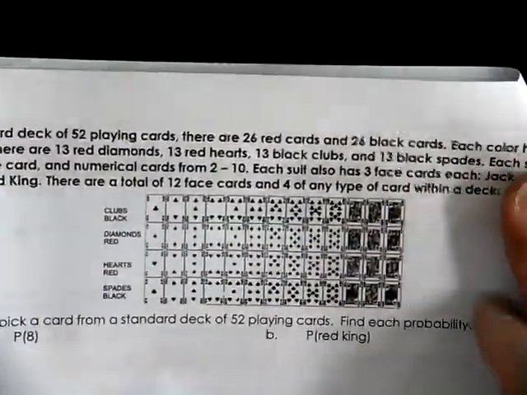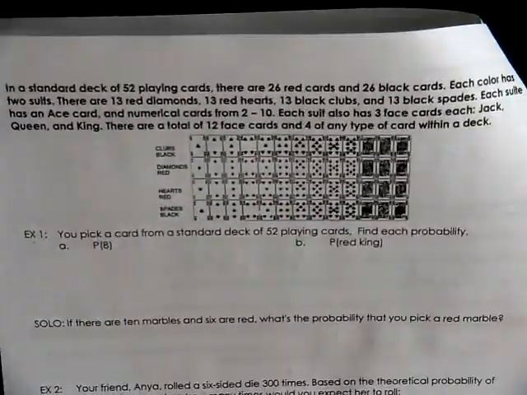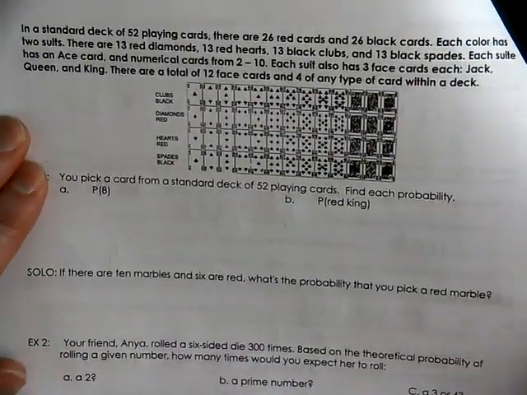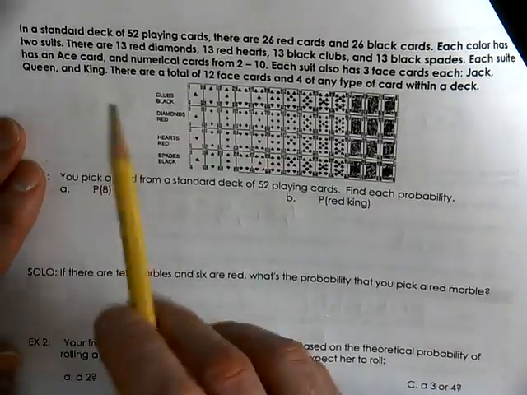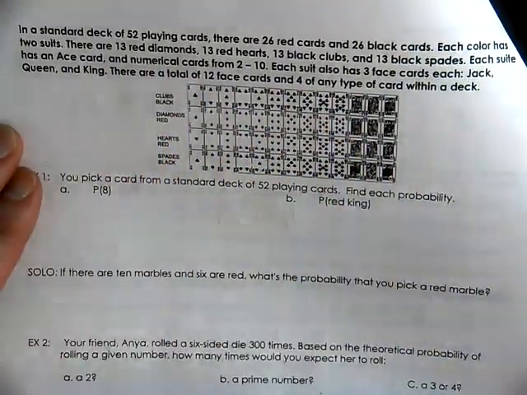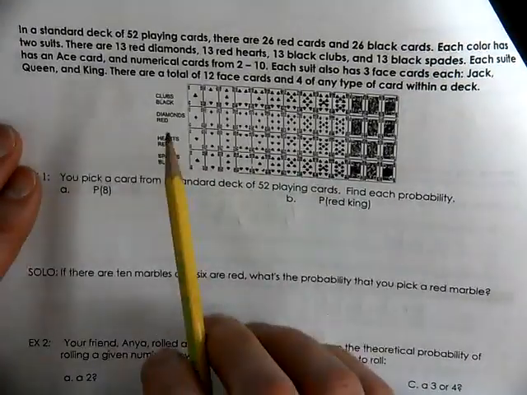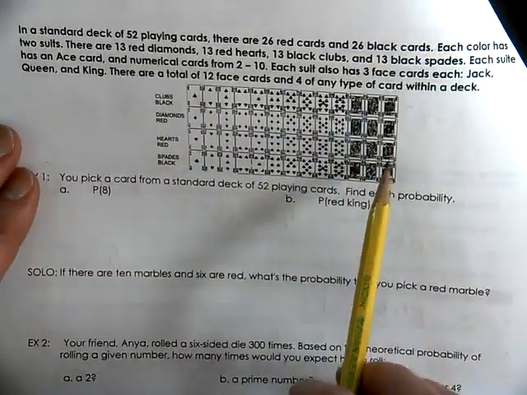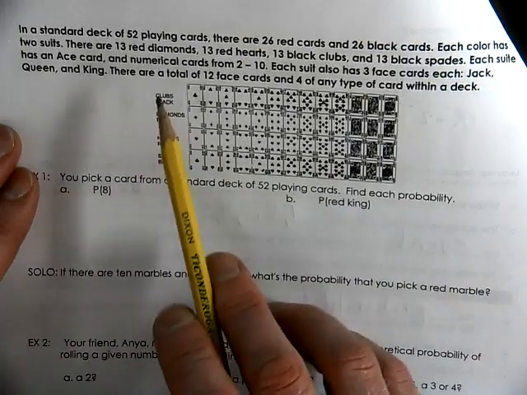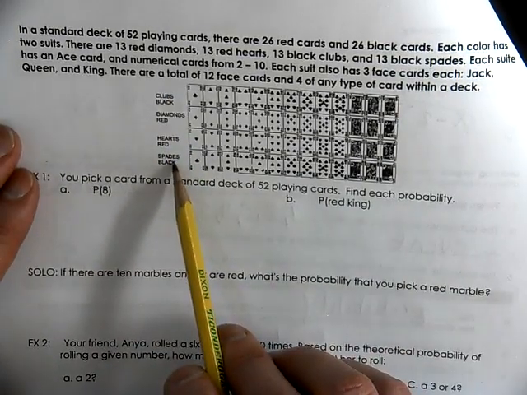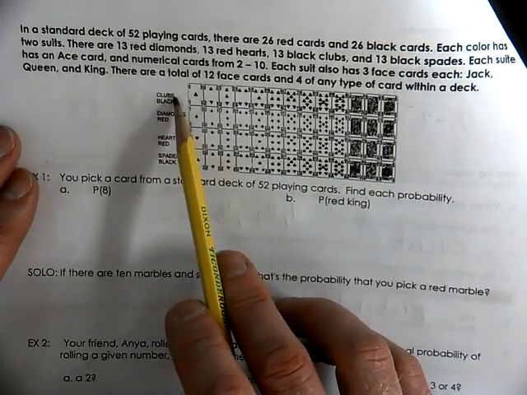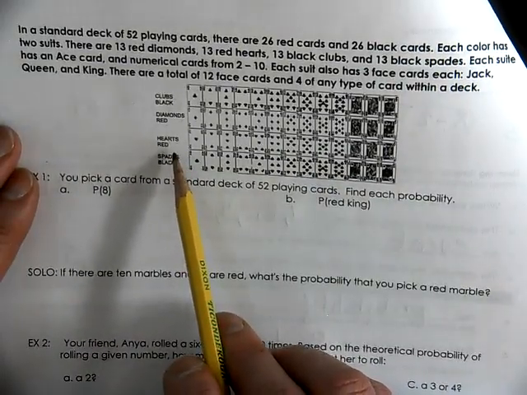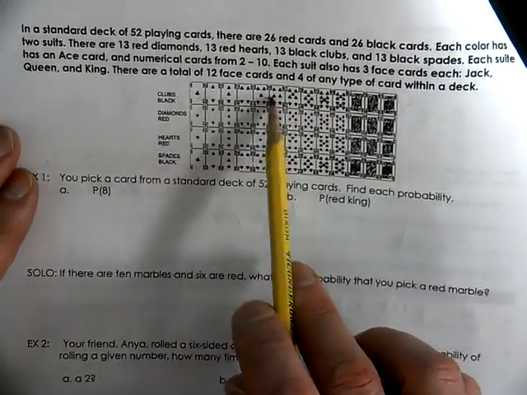Okay, to start our probability out, we're going to talk about a deck of cards. Some of you may not be overly familiar with a deck of cards, so we have to talk about some of the details. All up here in the words spells it out, but I'll point to a lot of the details here. A deck of cards has 52 cards, and they're divided into 4 different suits. One of the suits is clubs, diamonds, hearts, and spades. Each suit has 13 cards.